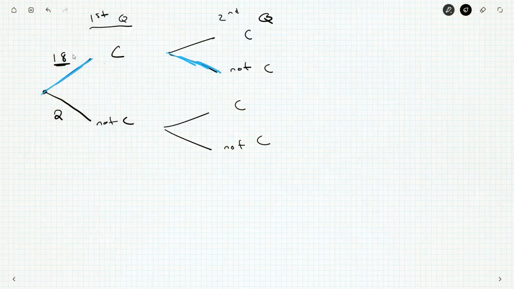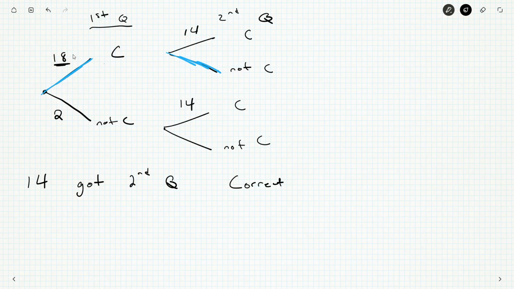So we can start filling these things in. 18 got the first question correct. 2 got the first question not correct. Now we also know that 14 got the second question correct. So do I just put 14s here and here? Well, no, stop and think about that. This doesn't make sense. How can 2 and 14, you'd have to have negative 12 students get it not correct.